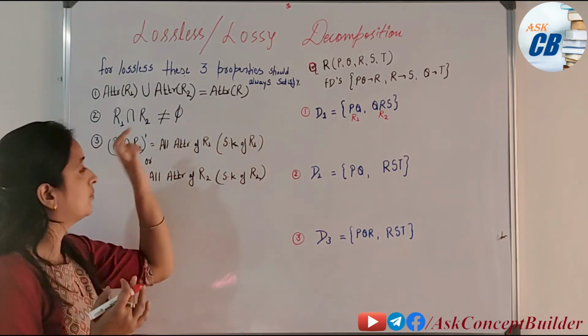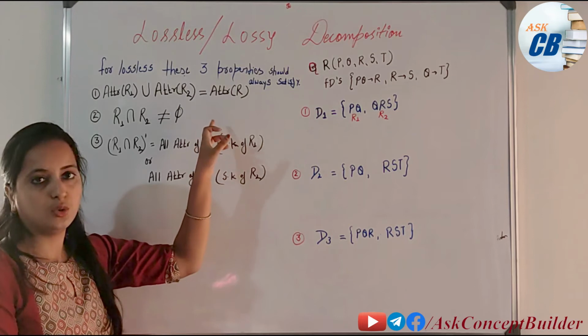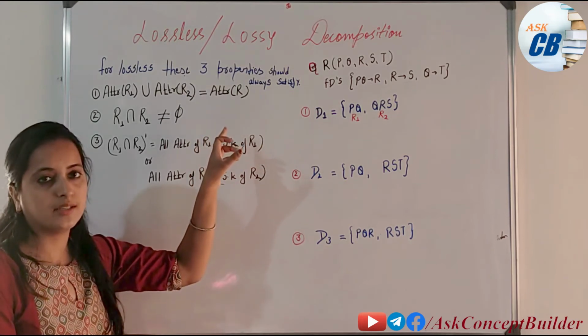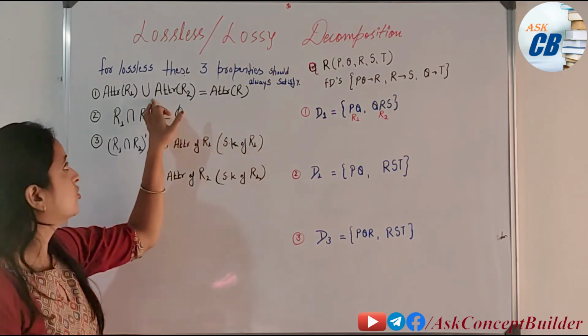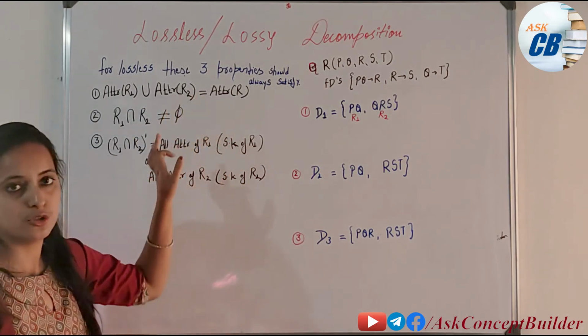Because if you do not have the union of attributes, then only there you can say that this is not lossless, and this you can very easily check: the union of attributes of R1 and R2 should be equal to the attributes of R.